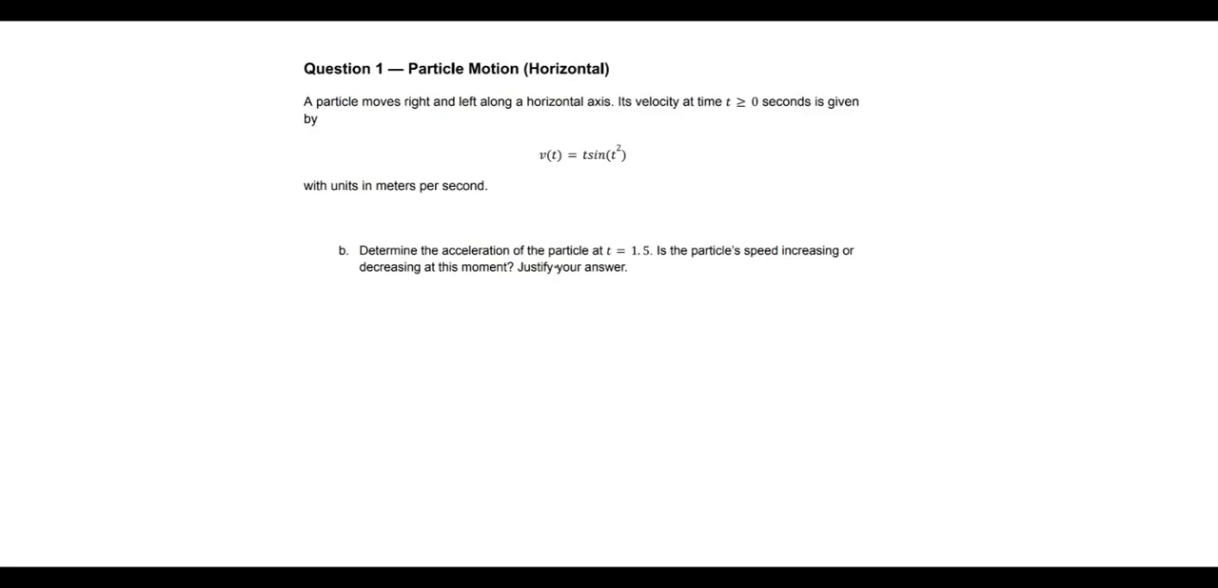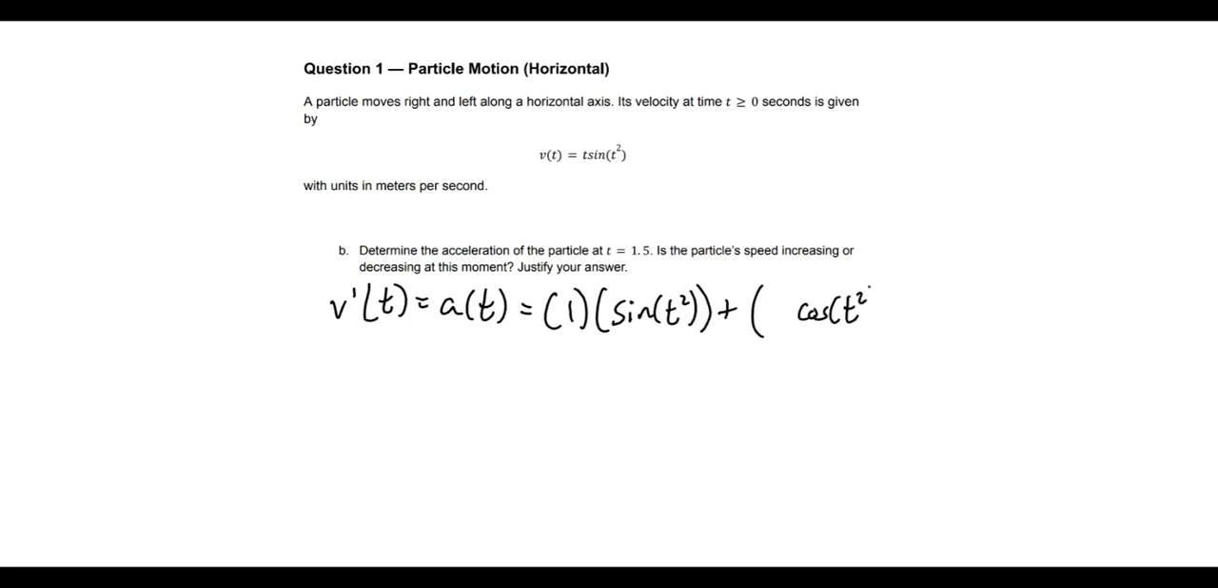Part B says, determine the acceleration of the particle at t equals 1.5. Is the particle's speed increasing or decreasing at this moment? Justify your answer. Well, we have velocity here, so if we find the derivative of velocity, we will get acceleration. So we're going to need the product rule here. We need the derivative of the first piece multiplied by the second piece plus the derivative of the second piece. Derivative of sine is cosine. And then we have to multiply by the derivative of the inside here, multiplied by the first piece here.